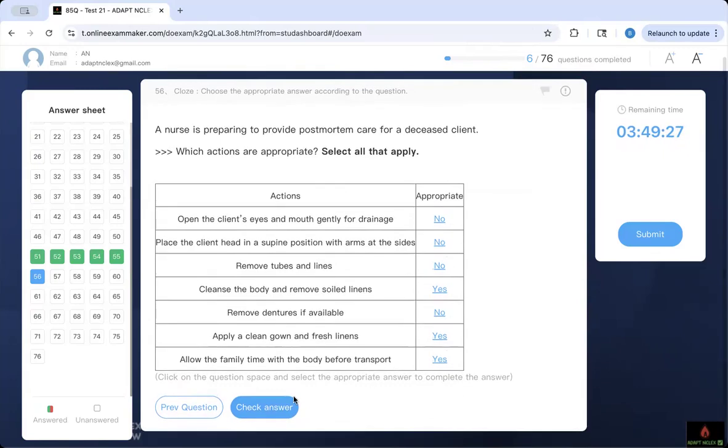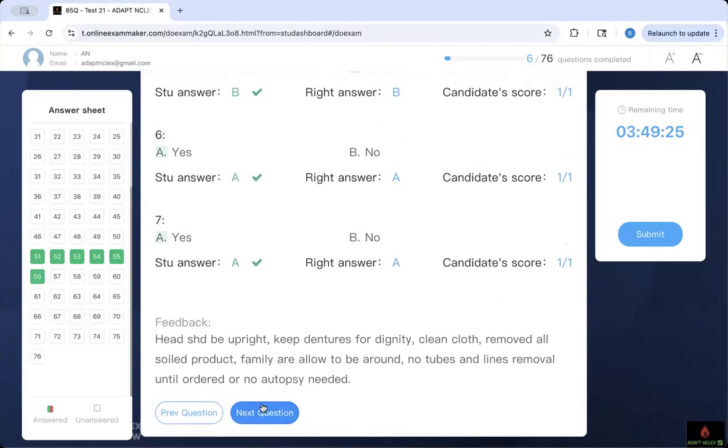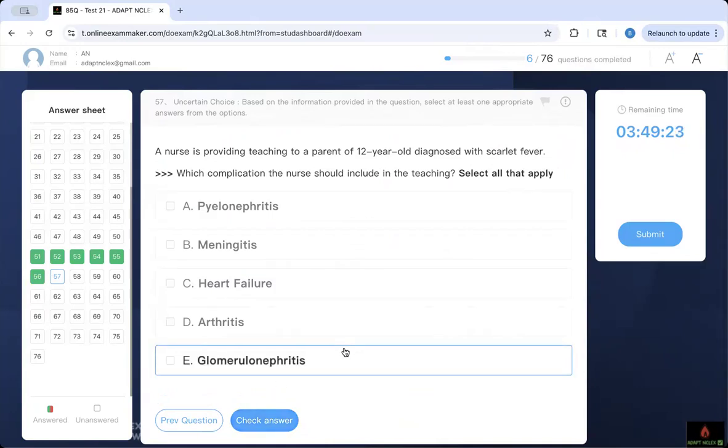This is what you see. And this is providing teaching to a parent of a 12-year-old diagnosed with scarlet fever. Which complication should the nurse include in the teaching? Select all that apply. Pyelonephritis, meningitis, heart failure, arthritis, glomerulonephritis. This is a med-surg question paired together with what? Infectious disease, infection control.